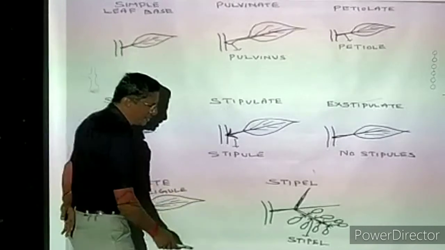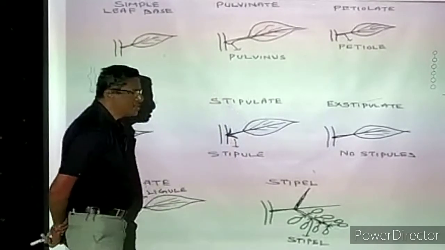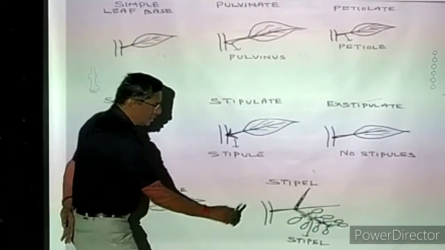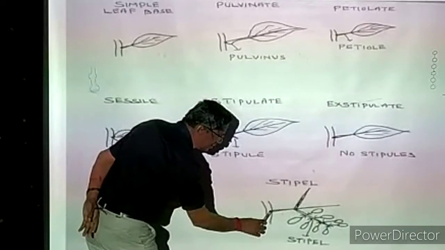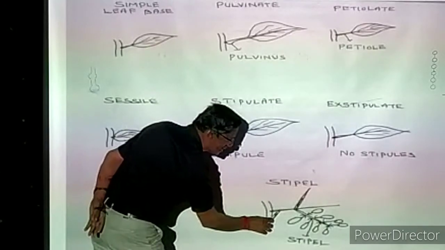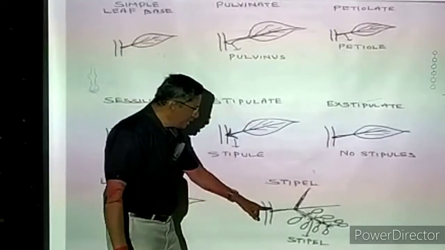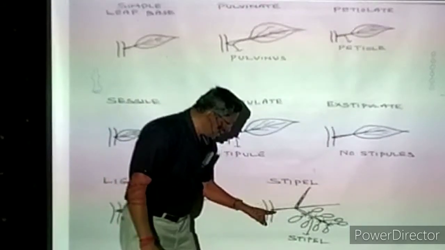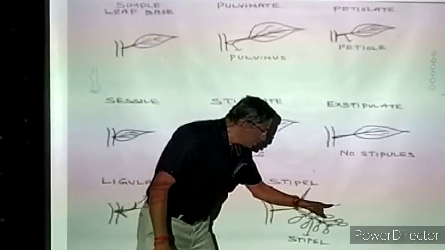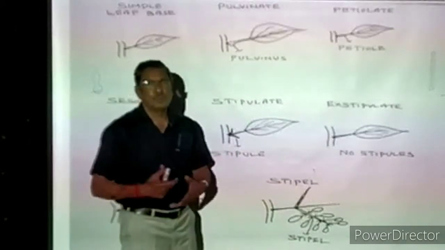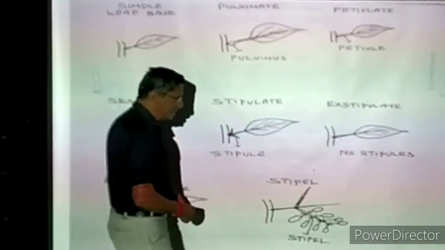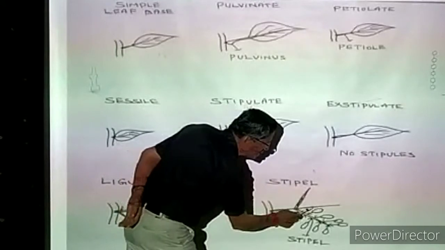Now the last one we are coming to, stipel. What is the meaning of stipel? We have to see. Now here we are seeing this stem. Here the node is there, leaf base and petiole. But the petiole, after a certain distance, is modified into rachis. We are going to study compound leaf in future slides. For that, rachis will be there.